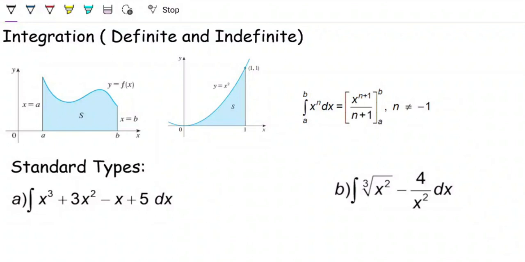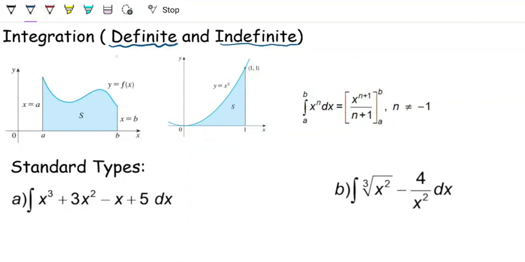Welcome to this video where we are dealing with integration. For the purposes of further studies in mathematics, we have this concept of integration as part of calculus, but we have two types of integrals. We've got what we call the definite integral and what we call the indefinite integral.